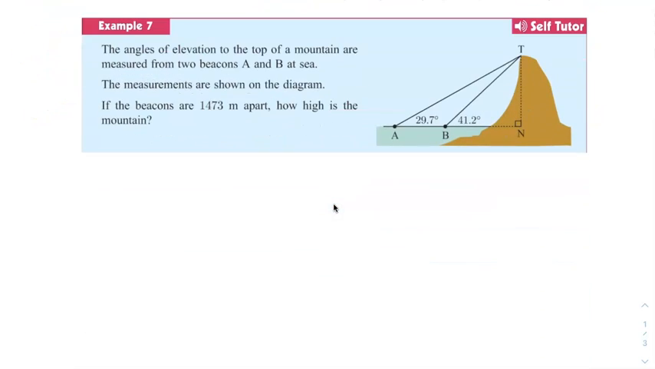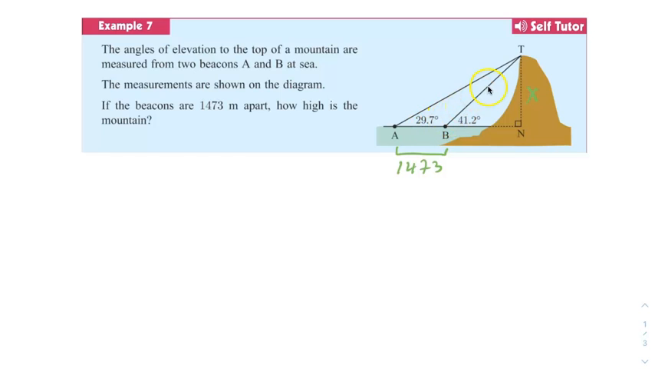The angles of elevation to the top of a mountain are measured from 2 beacons A and B. So beacon A, beacon B. The measurements are shown on the diagram. The beacons are 1,473 meters apart. How high is the mountain? So we're saying this right here is 1,473. And we want to figure out what this is.